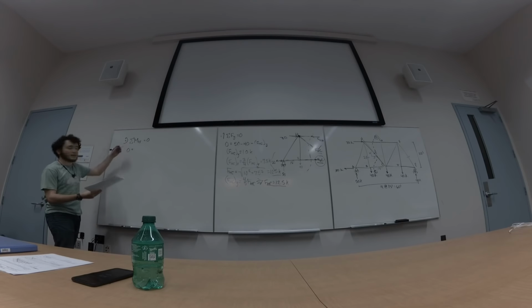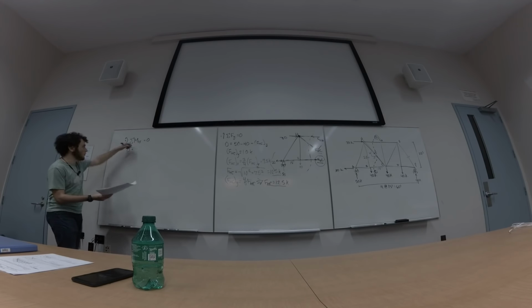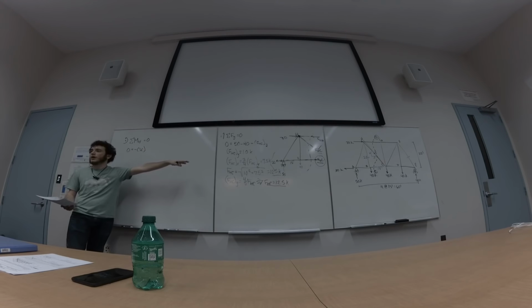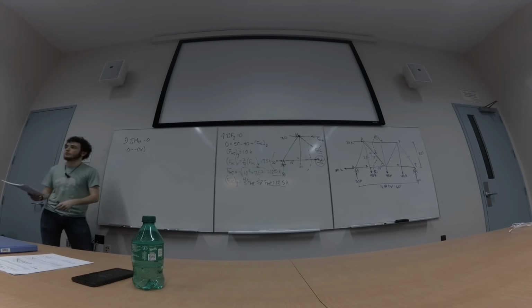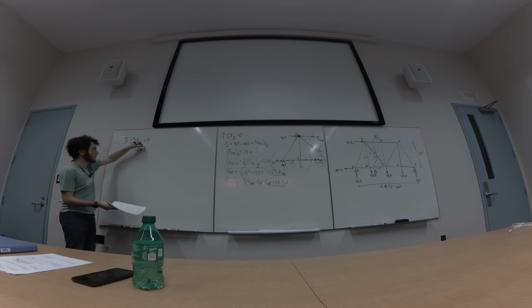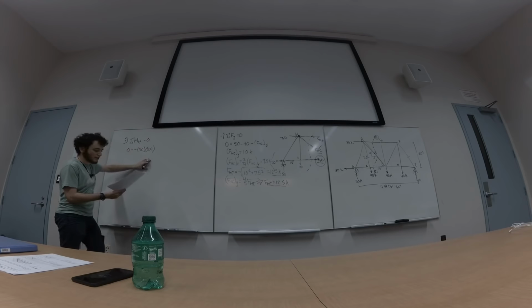Is everyone cool with how we found that? Yeah? All right, cool. So we've got negative 30, and it's acting at a distance of 20 feet away, right? Because that's the height of the truss. That's the distance between the line of action of the force and the point about which we're taking the moment. So we've got negative 30 times 20.